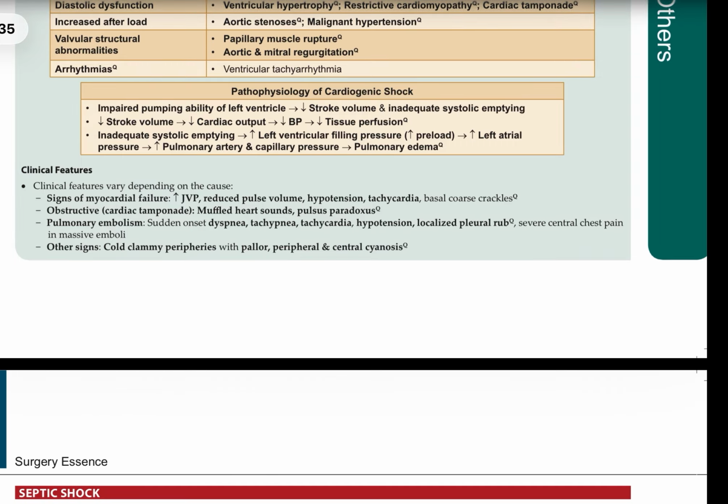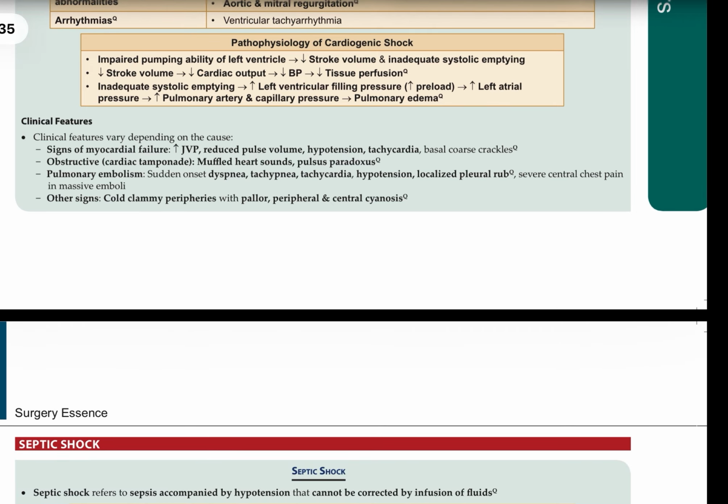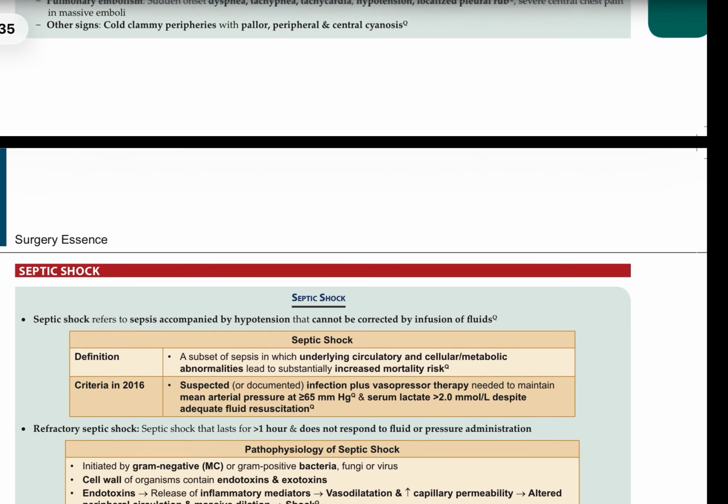The symptoms will be myocardial failure, increased JVP, reduced pulse volume, hypotension, tachycardia, and crackles at the base of the lungs. In obstructive causes, symptoms like muffled heart sounds and pulsus paradoxus will be present. Pulmonary embolism symptoms like dyspnea, tachycardia, tachypnea, hypotension, localized pleural rub will be present, and severe chest pain in massive emboli. Other than this, cold clammy peripheries, pallor, peripheral and central cyanosis will be present.